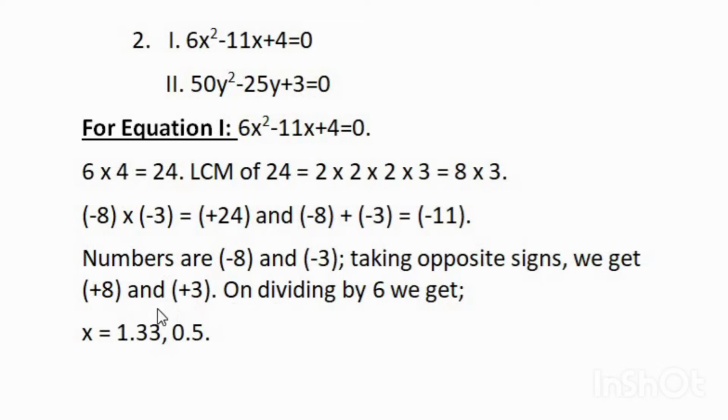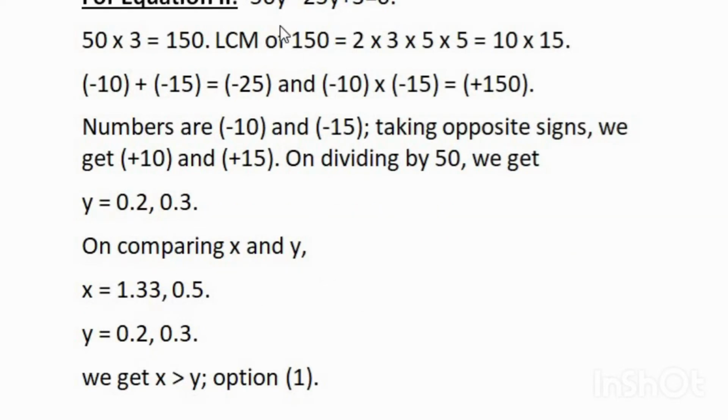Taking opposite signs, we get plus 8 and plus 3. Now dividing these two numbers by the x square term, here it is 6. On dividing by 6, we will get 8 by 6, it is 1.33, and plus 3 by 6, it is 1 by 2, which is 0.5. So the values of x are x equal to 1.33 and 0.5.